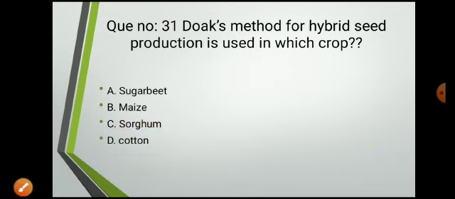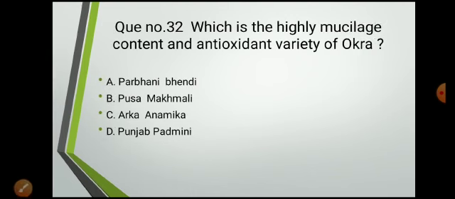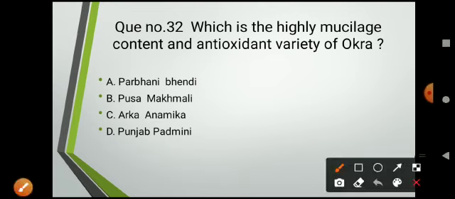Next, question number 32. Which is a highly mucilage contained and antioxidant variety of okra? Options are Parbhani Bhendi, Pusa Mahakmali, Arka Anamika, and Punjab Padmini. These all are varieties of okra, but from these we have to identify the highly mucilage contained and antioxidant variety of okra. And the correct option is Parbhani Bhendi.